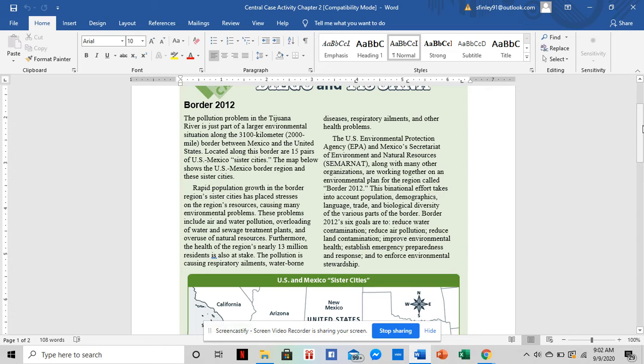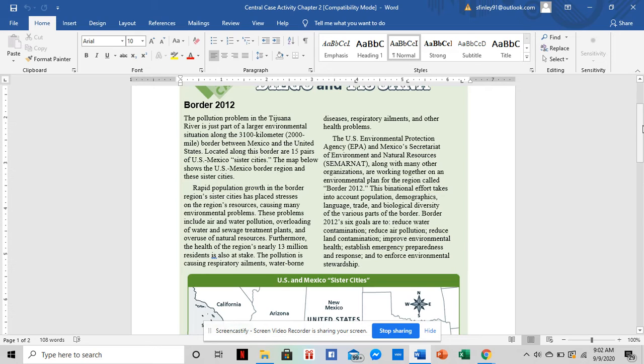So these are all problems that these border cities, these sister cities, are facing. The U.S. Environmental Protection Agency, which you should remember as the EPA from our earlier lessons, and Mexico's Secretariat of Environment and Natural Resources, or SEMARNAT, along with many other organizations, are working together on an environmental plan for the region called Border 2012.